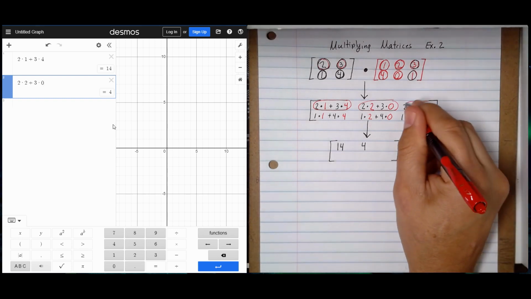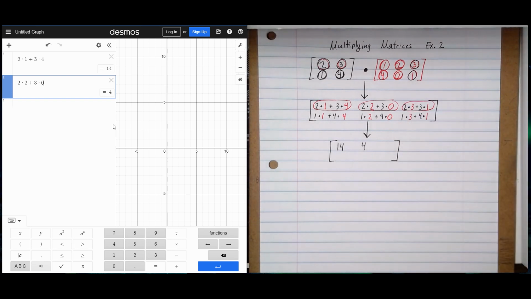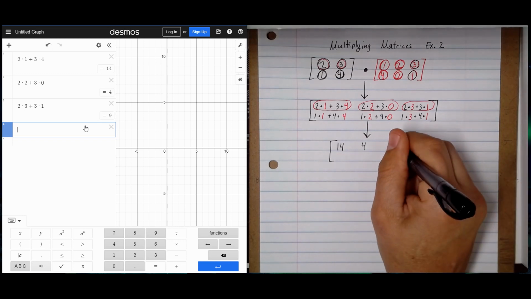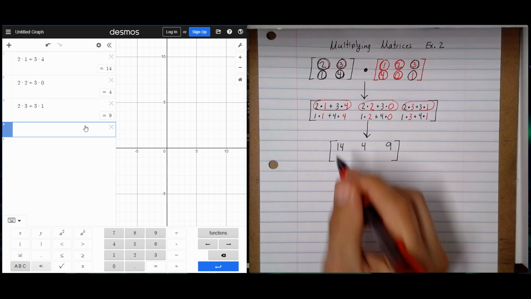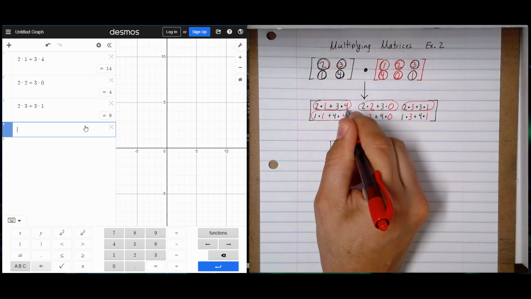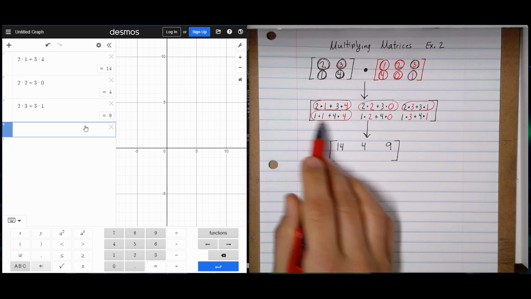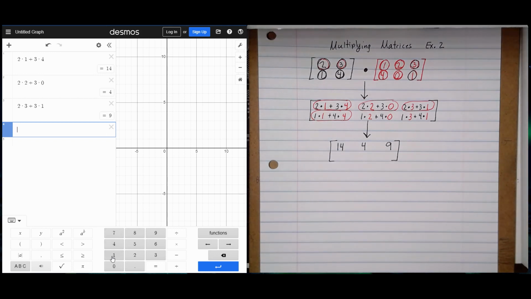So my second column, first row. And then we're going to do the next, which is 2 times 3 plus 3 times 1. And that's going to give us 9. I'll write that in my third column, first row. And now we're going to go ahead and go to the next one. We're going to go down to the first column, second row. So 1 times 1 plus 4 times 4. And that's going to give me 17.